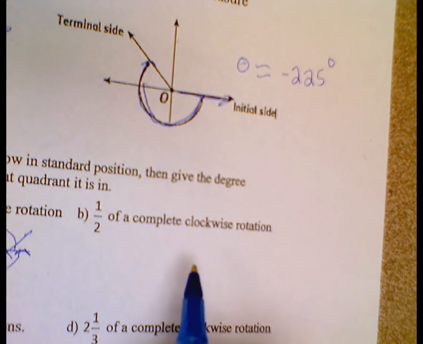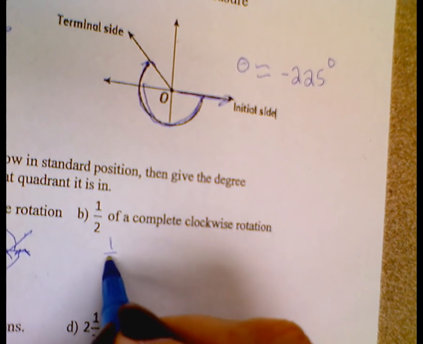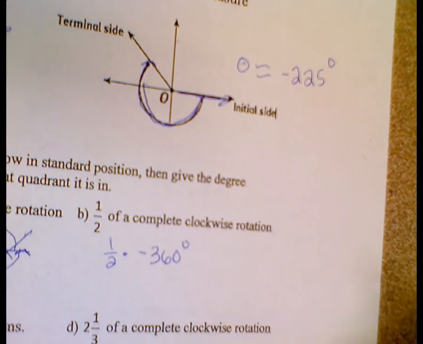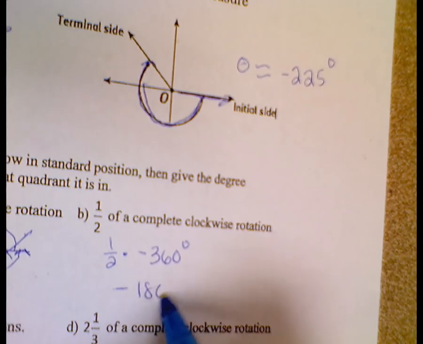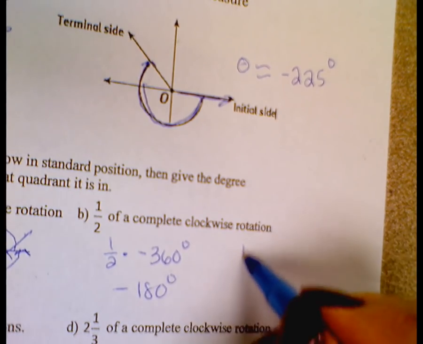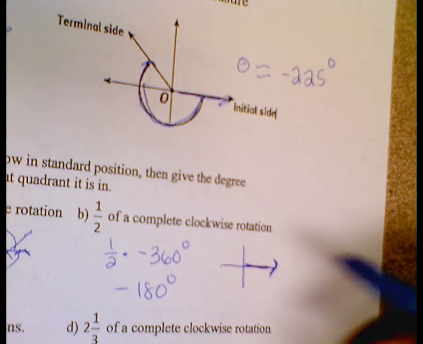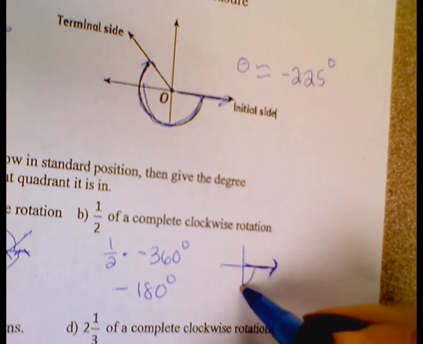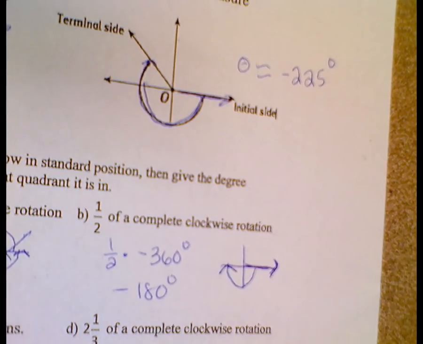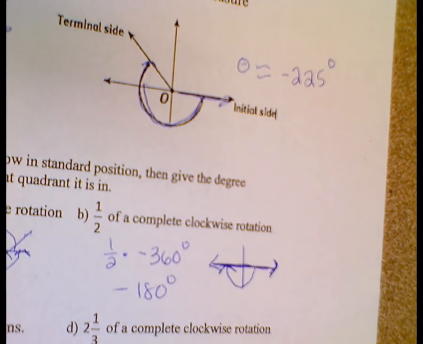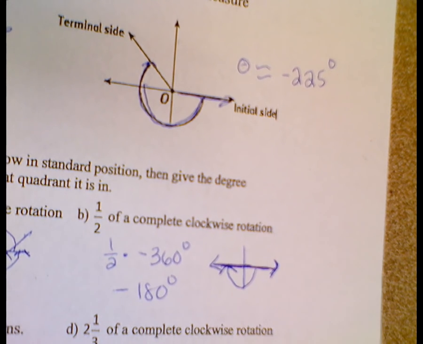1/2 of a complete clockwise rotation would be 1/2 of negative 360, because clockwise is negative, which is negative 180. So how would you draw negative 180? You start with your initial side. There's negative 90, and 180. There's negative 180, and that's your terminal side, and that's how you would draw a negative 180. So it's kind of like a straight line.